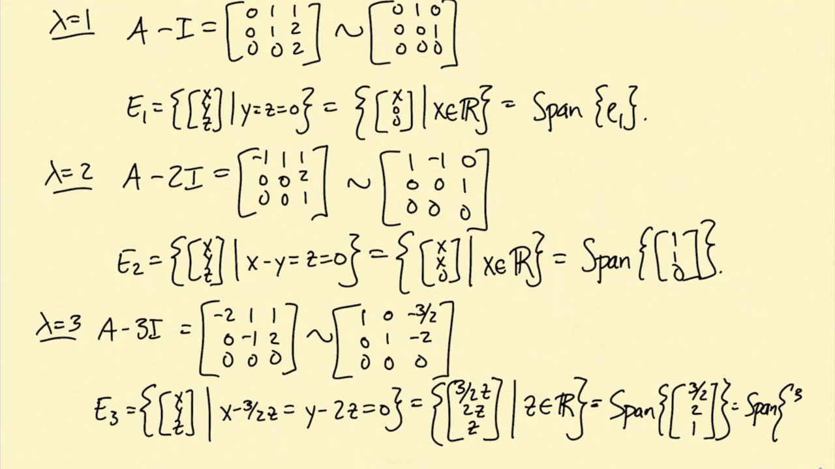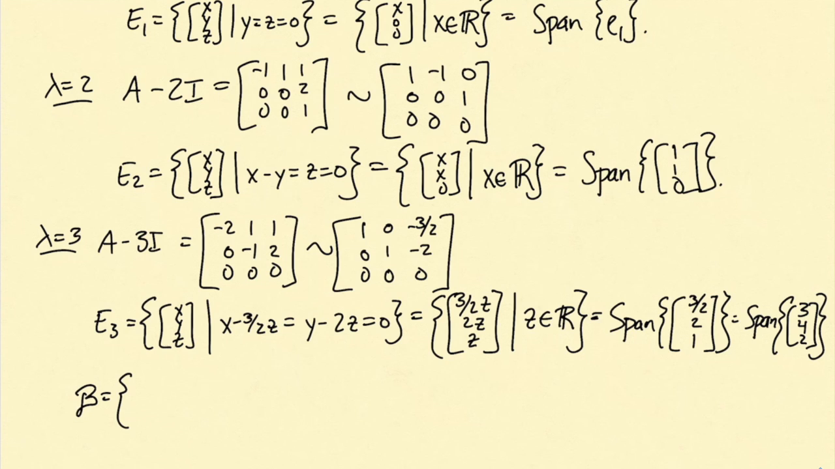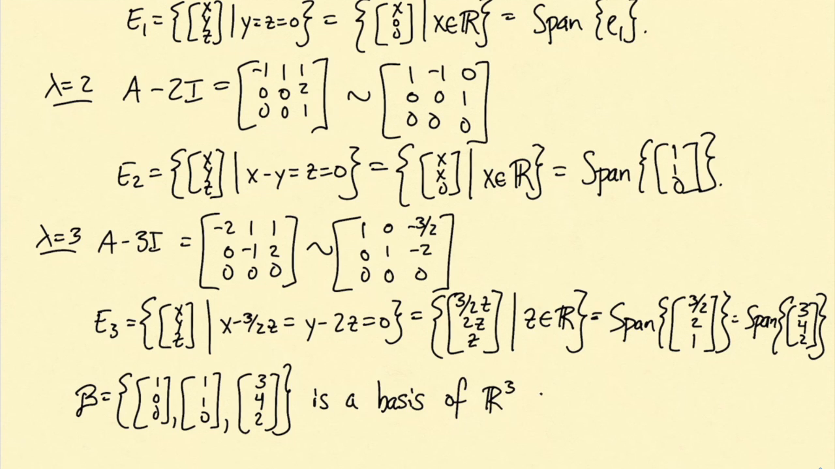And if we multiply that vector by 2, so that we only have integer entries, we can see that this is the same thing as the span of the vector 3, 4, 2. Now, if we put these three vectors together, we'll see that we get a basis for R3 consisting solely of eigenvectors of A.